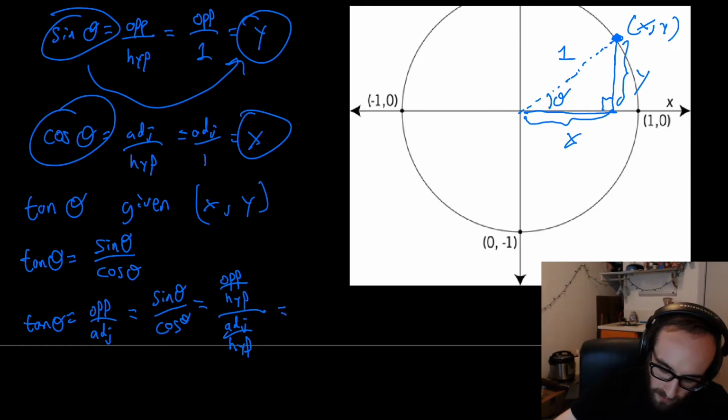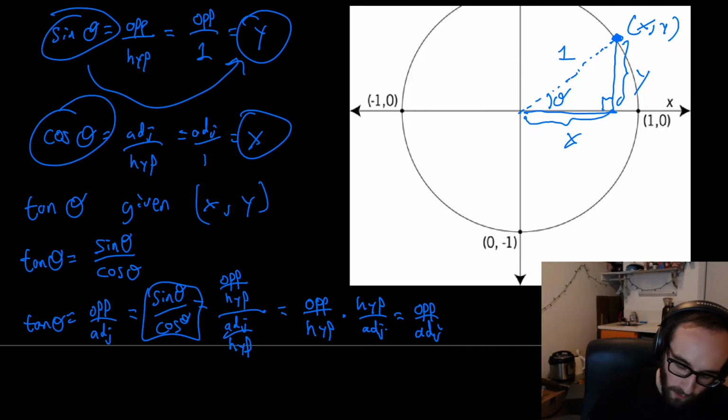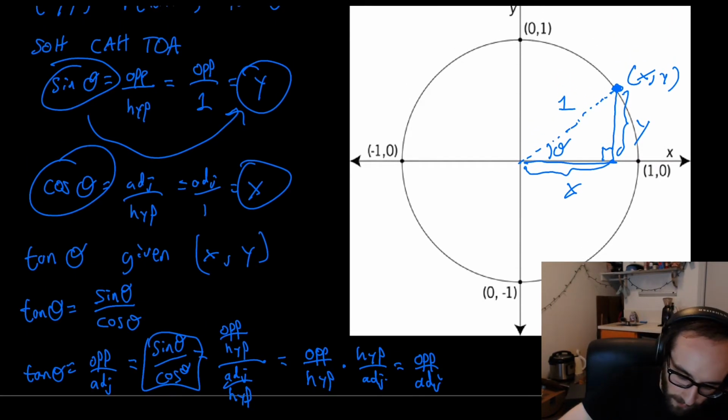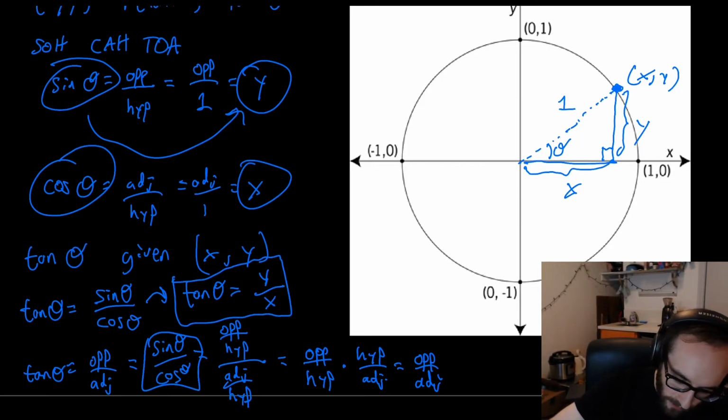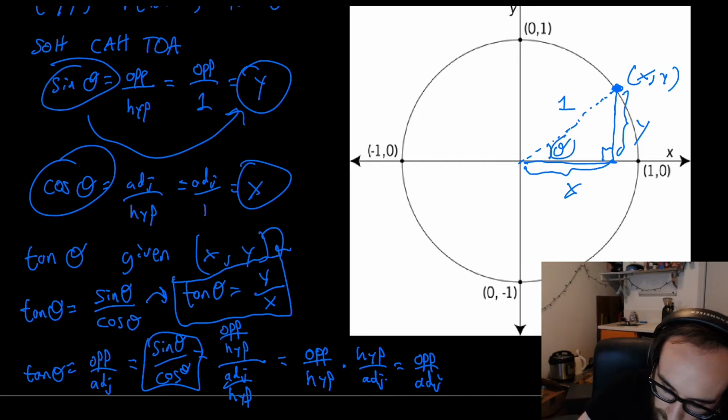So what happens is we are dividing by a fraction, so we're multiplying by the reciprocal, and we end up with opposite over adjacent. So here we can see this ratio, sine theta over cosine theta, is equal to tangent of theta. In other words, we know sine is y, so tangent of theta is equal to y divided by cosine of theta, which we found out was x. So given the x, y coordinates, we can just take our y value, divide by x, and that is the tangent of theta. In other words, the tangent of the angle that has a terminal side going through that point on the unit circle.